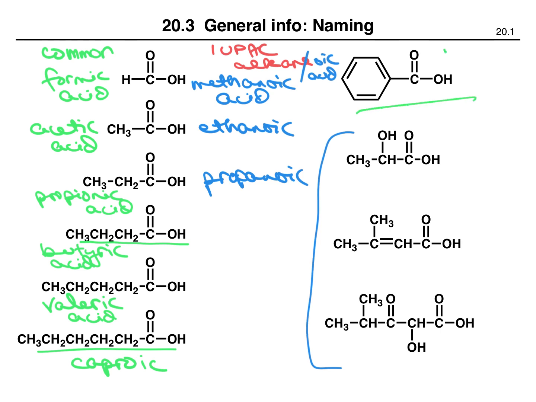This we know as benzoic acid. This is the common name, and I couldn't tell you the systematic name if my life depended on it, so just know the common name. But we are going to come back to the systematic name once we start talking about acids with different substitutions.